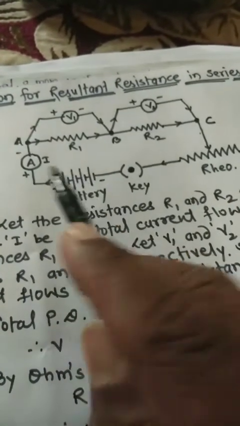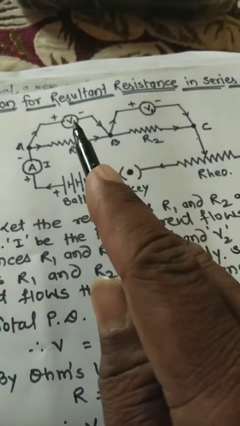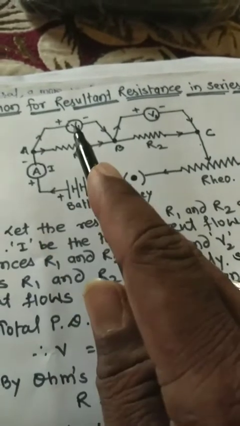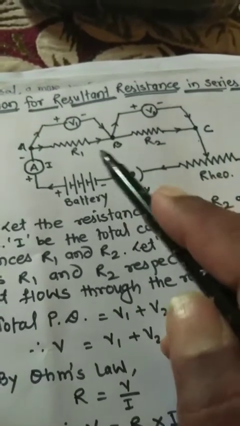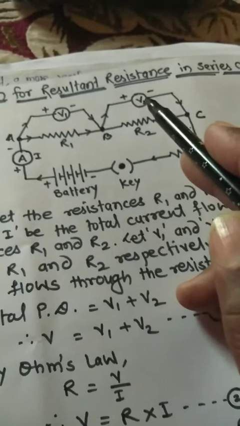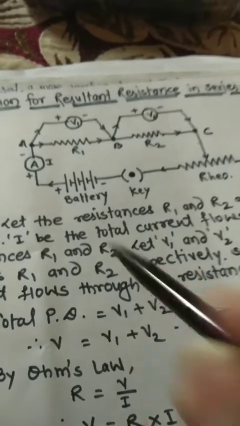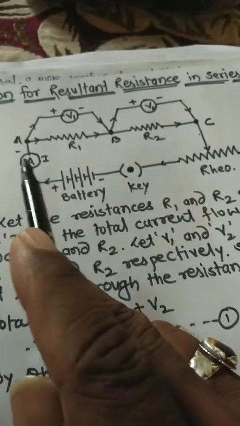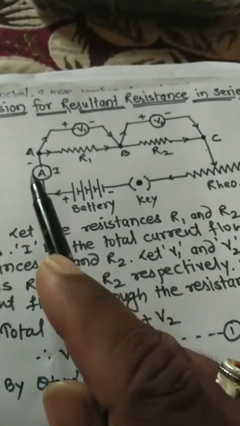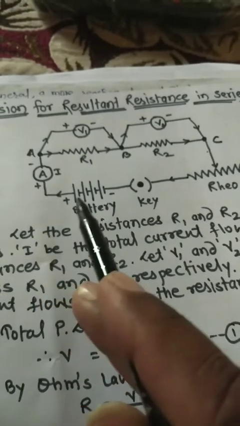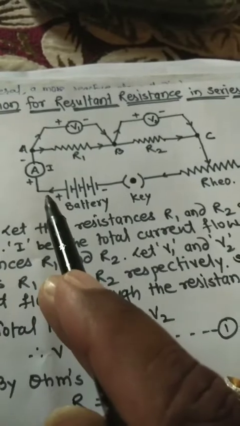So terminal A and B. So V1 potential difference voltmeter is connected in between A and B. In between B and C we have to connect voltmeter 2. And the negative terminal of the ammeter is connected to terminal A and the positive terminal of the ammeter is connected to the positive terminal of the battery.